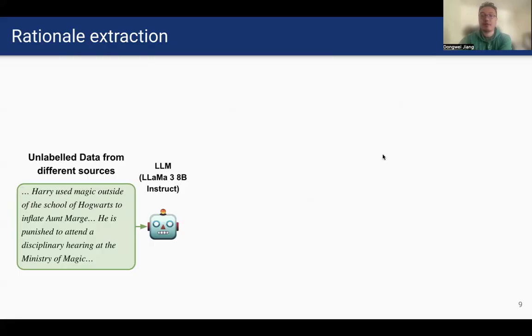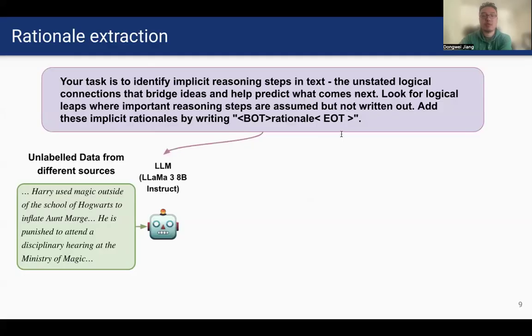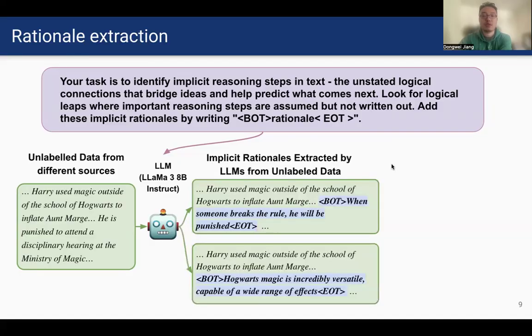We provide a carefully designed prompt, shown in the purple box, which instructs the LLM to identify implicit reasoning steps in the text, or the unstated logical connections that bridge ideas and help predict what comes next. The prompt tells the model to look for logical leaps where important reasoning steps are assumed but not written out, and to add these implicit rationales using the special BOT and EOT tags. However, since those rationales are generated by LLMs, they can be noisy.